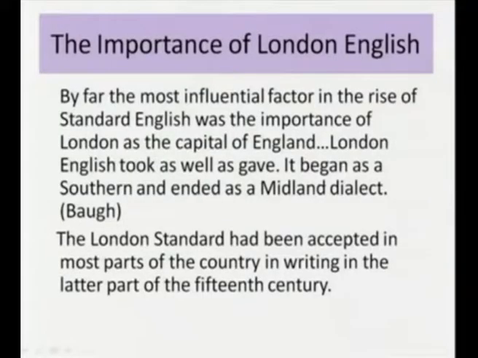Now, we also found that much has been said about the importance of London English, and let me then read again from Baugh. By far the most influential factor in the rise of standard English was the importance of London as the capital of England. London English took as well as gave. It began as a southern and ended as a Midland dialect, and the London standard had been accepted in most parts of the country in writing in the latter part of the 15th century. So, this is finally how it came to be established by the 15th century.